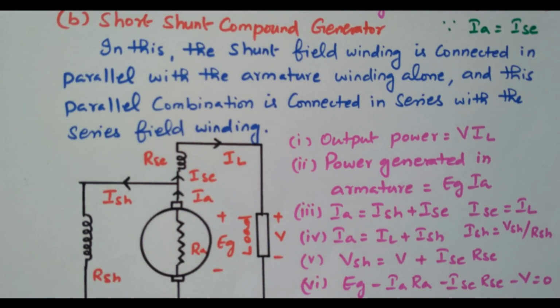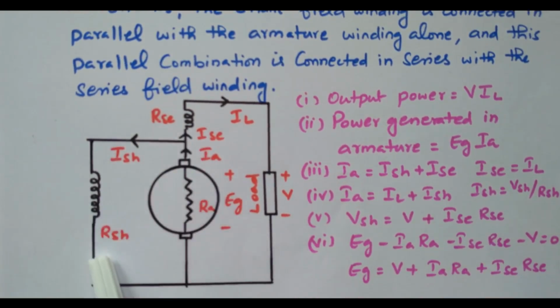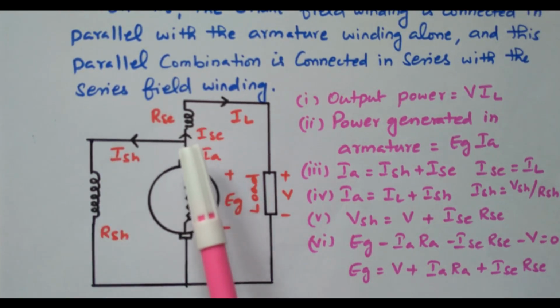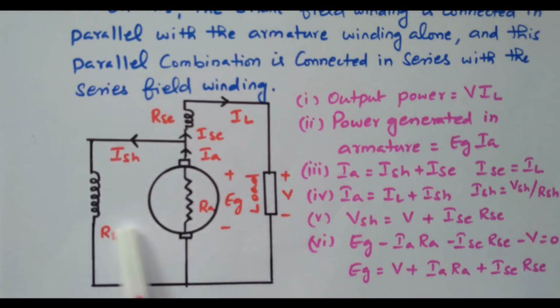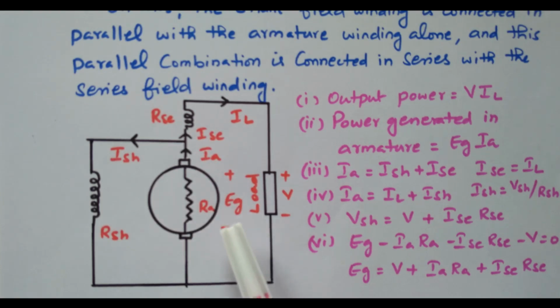Short shunt generator, see here, this is the armature rotating part. Immediately the shunt field winding is connected, so that is called a short shunt. After that only the series winding is connected, right. After this only the series field winding is connected, so that is called a short shunt, right. So what are the parameters available?